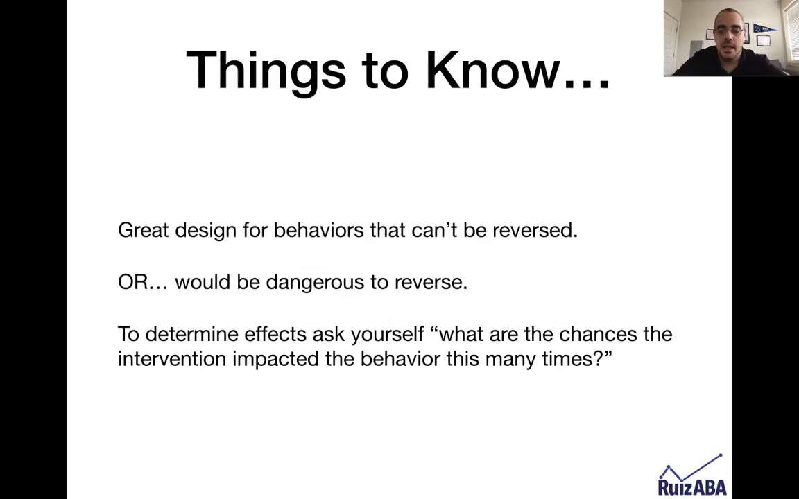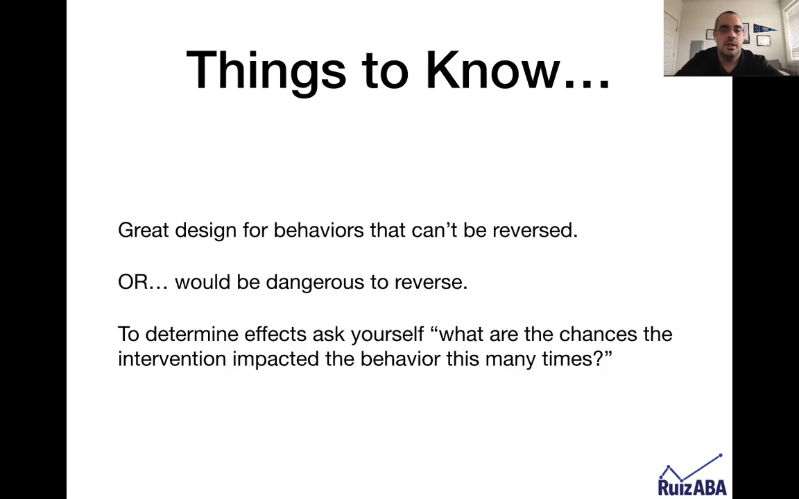Some things to know. This is a great design for behaviors that can't be reversed. So a lot, I don't want to say any, but a lot of academic tasks are really good with multiple baseline design because you can't unlearn something once you've already learned it. So this is a really good design for academic tasks or things that would be dangerous to reverse. It might not be the most ethical thing to reverse an effective treatment for some really severe problem behavior. So this would be another good time. The multiple baseline or its variations would be great.